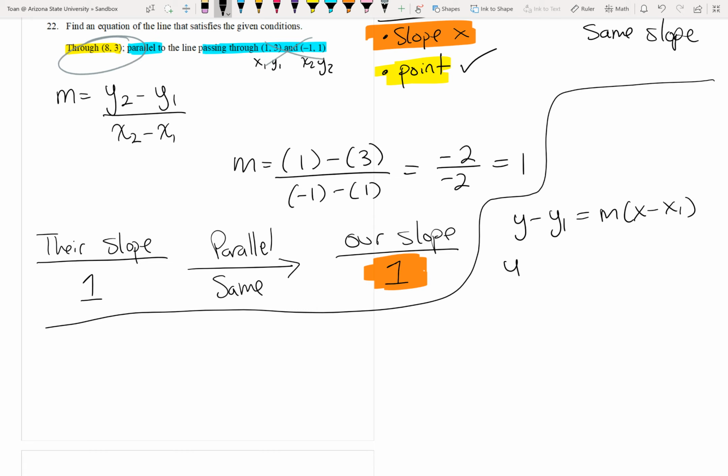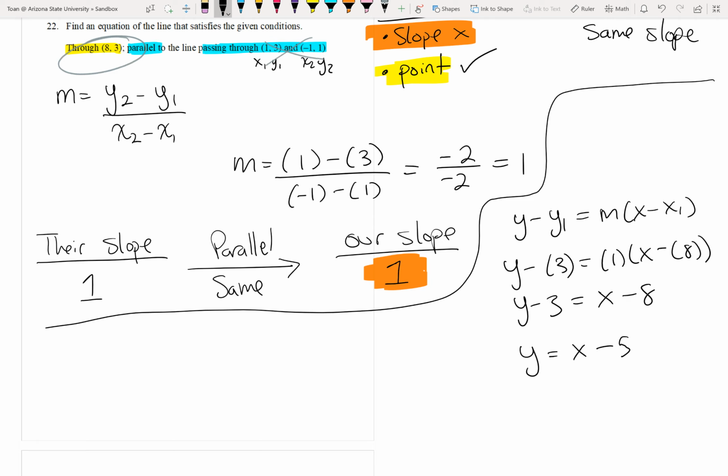So we have y minus my y1, which is 3, equals my m, which is 1, times x minus my x sub 1, which is 8. So y minus 3 equals anything times 1 is itself, so that's sort of redundant. And then go ahead and solve for y. Add 3 to both sides. You get y equals x minus 5.